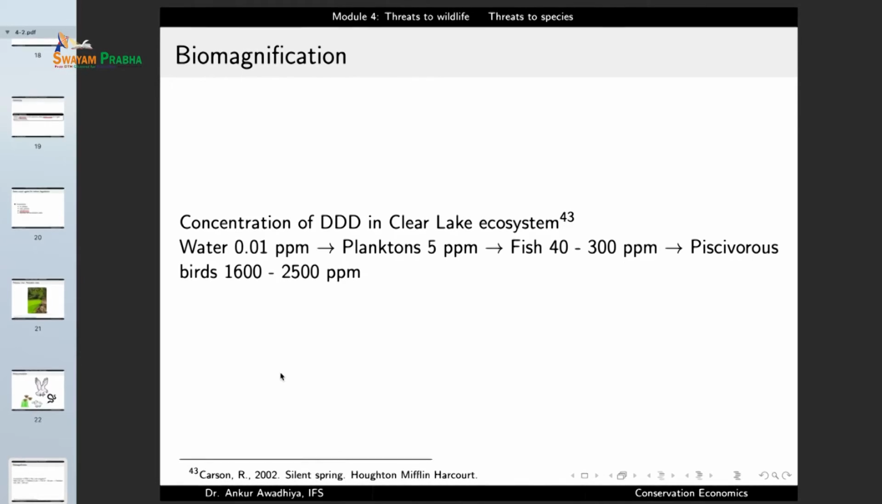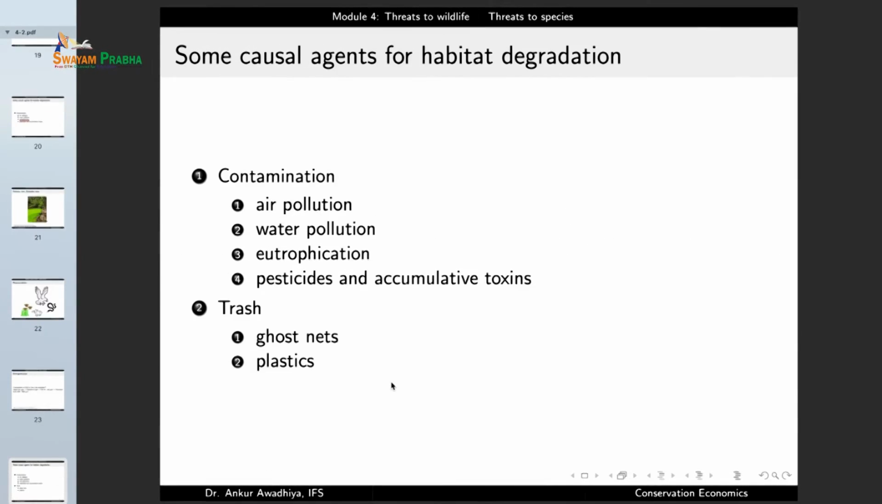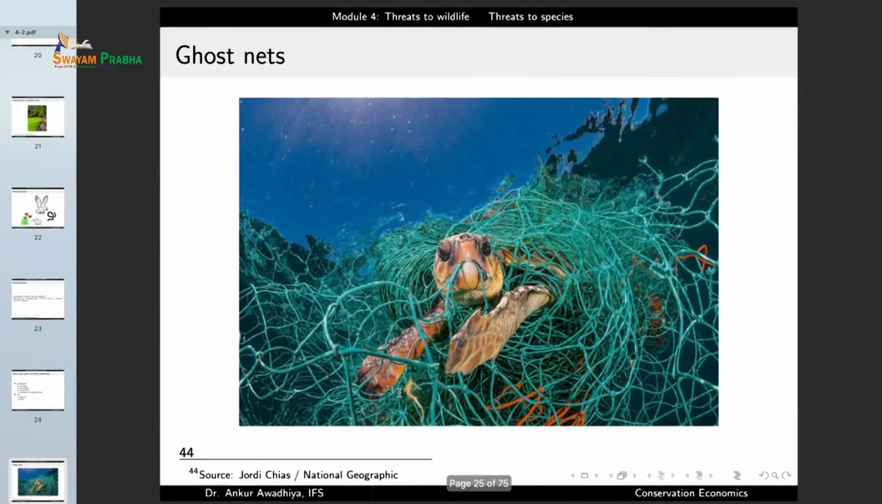The concentration of the pesticides increases, and it may increase to such an extent that it starts showing a negative influence. Other causal agents of habitat degradation are trash. So trash includes things like ghost nets.